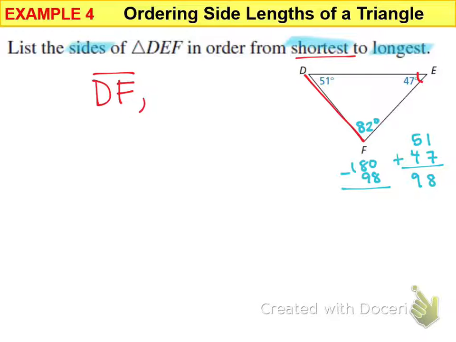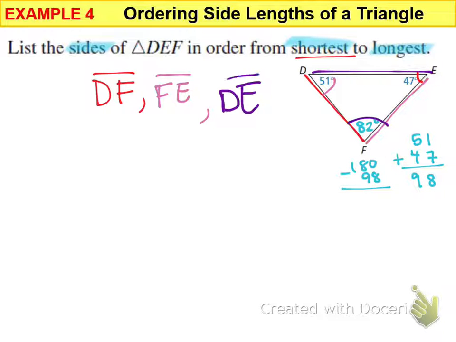The middle measure angle is 51. It's across from FE or EF, which means the longest side is across from our biggest angle, so DE is the last, or ED. That's it on that. Questions, comments, concerns? Feel pretty good?